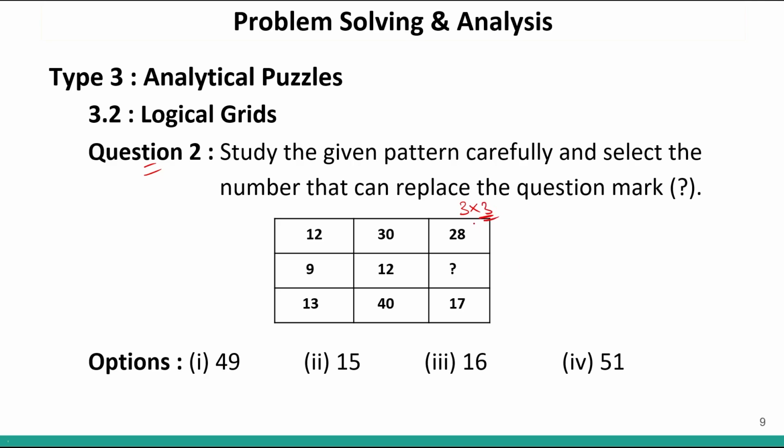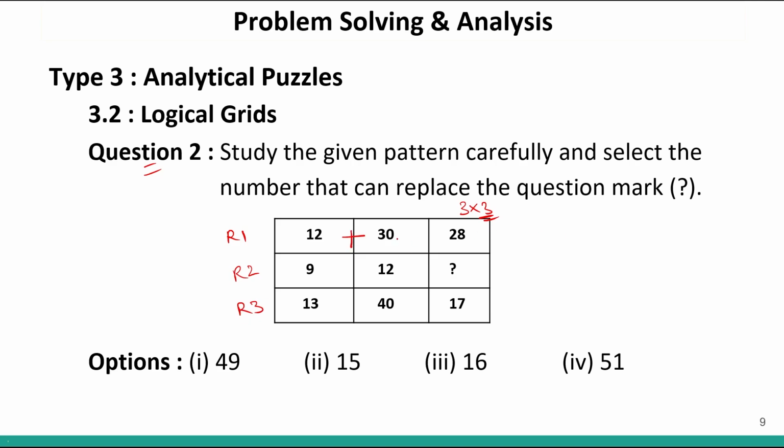Okay. So now here I cannot see a big number. Let's see. 12, 30, 28, 9, 12 when we have to find out the missing element, and 13, 40, 17. Neither this row is big, neither this row is big. All the numbers are comparable. All the numbers are equal to each other almost. Like 30, 40, 12. Not much of a difference. So maybe we are doing something to get a same output in each row. Let me check. This is row 1, row 2 and row 3. Okay. So let me check for row 1.